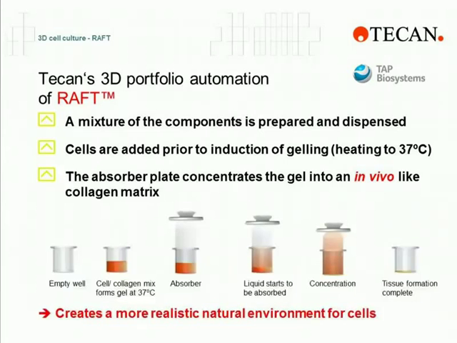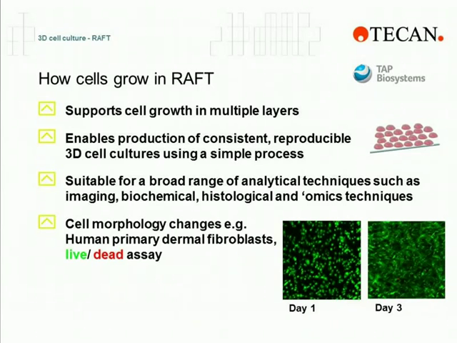But how does the RAFT system really work? This is explained here on this slide. So you basically prepare a mixture of components that is then dispensed together with the cells into an empty well. You then induce the gelling at 37 degrees Celsius, therefore you need that heating option of your liquid handler. And then you add an absorber that starts to concentrate the gel into an in vivo-like collagen matrix. So finally, you have a tissue formed with collagen as matrix protein and the cells in between. This, of course, creates a very realistic natural environment for the cells, so that the cells can grow in multiple layers.